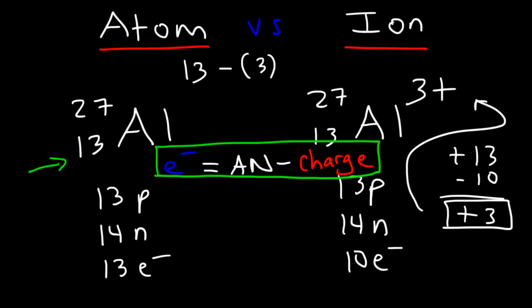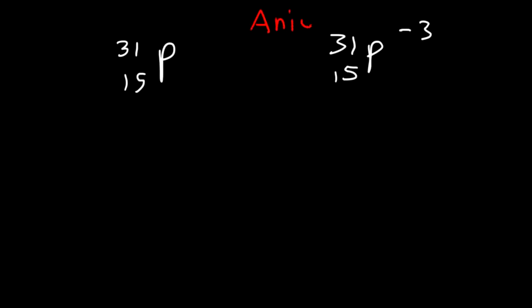Ions that have positive charges are known as cations. Ions with negative charges are anions. So let's say if we have phosphorus 31 and the phosphorus 31 ion, which has a -3 charge. So this is called an anion, since it has a negative charge. Now, both of these particles have 15 protons. 31 minus 15 is 16, so they both contain 16 neutrons. But atoms and ions, they differ in the number of electrons that they have.